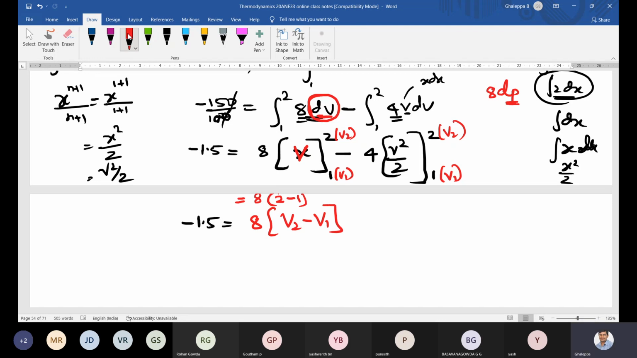Sir, the limits, it is not a value, it is a limit. V2 you have to write. In mathematics, you will write V2 minus V1 like that. This is wrong. You have to write the limits along with the property.